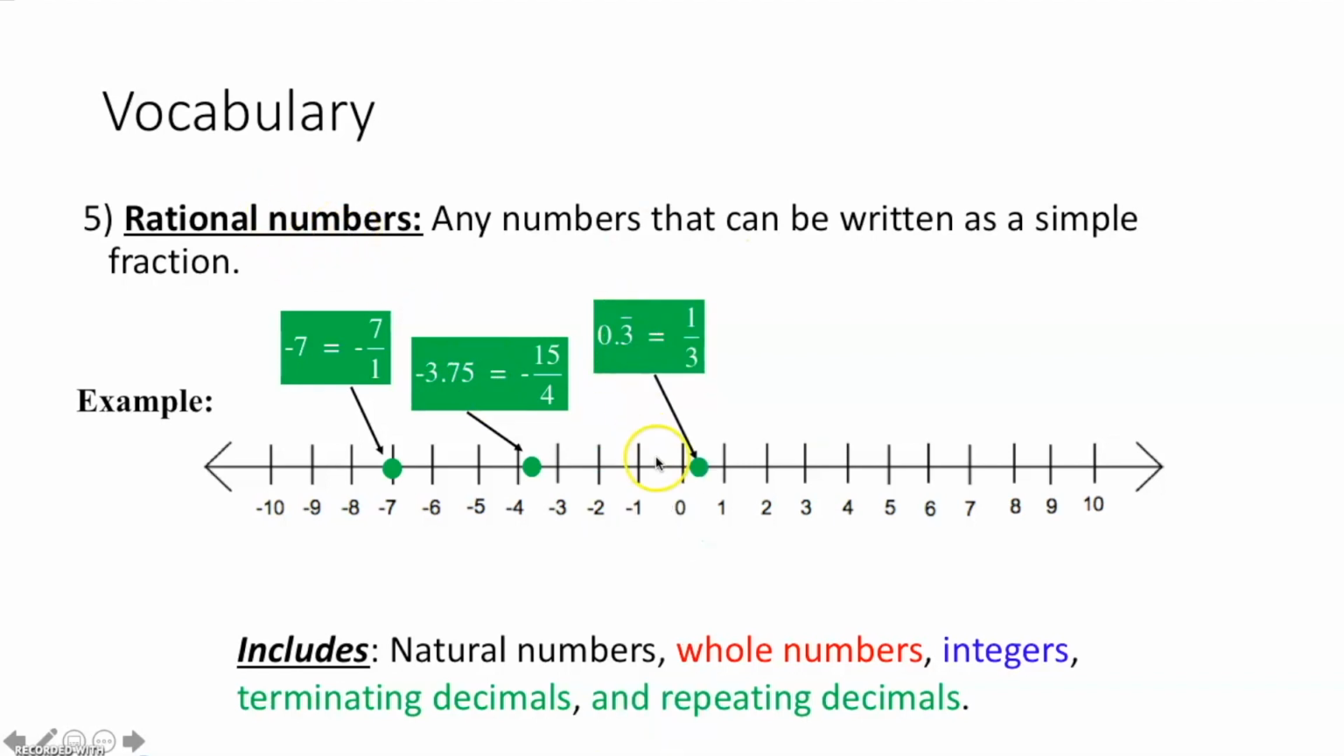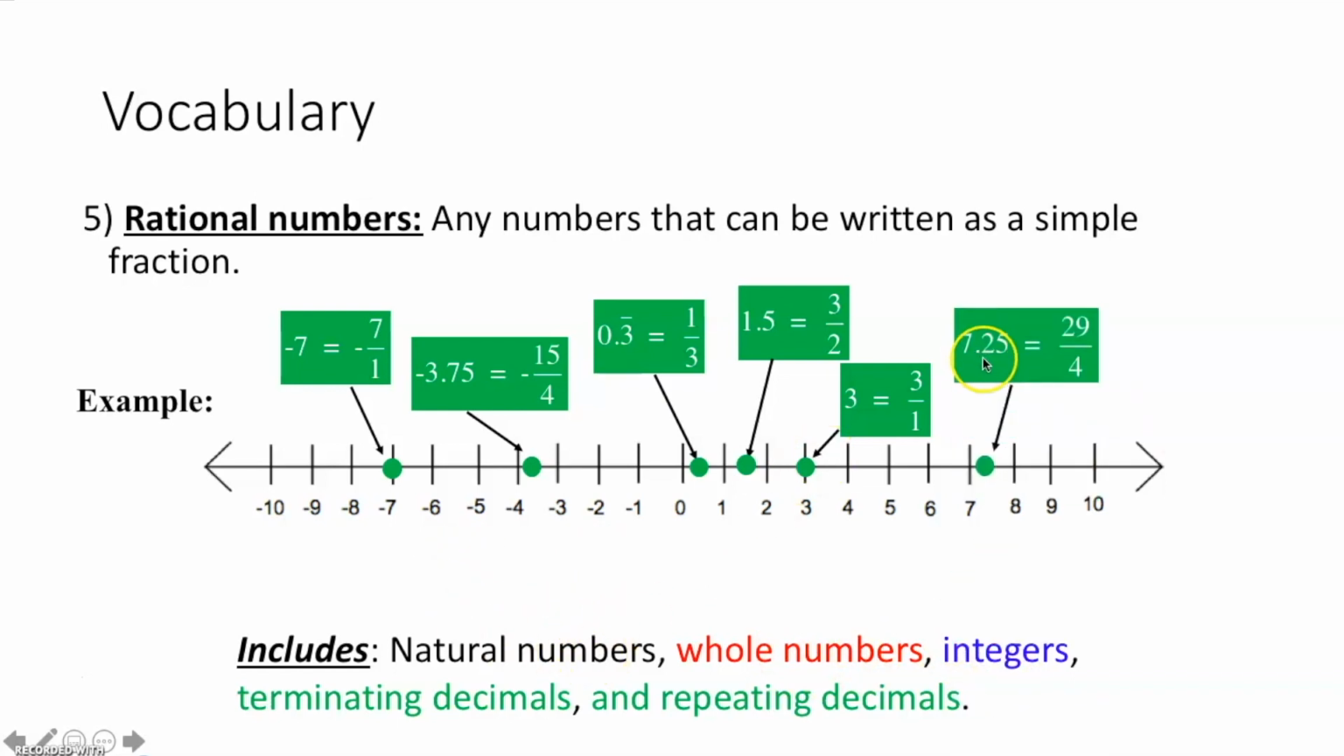0.3 repeating. Again, it's a repeating decimal, meaning that it can be written as a fraction, 1/3. So it is a rational number. 1.5, that would be 3/2. Again, can be written as a fraction, therefore it is a rational number. 3, again, is 3/1. That is also a whole number and an integer and a natural number. And then lastly, we have 7.25, which can be written as the fraction 29/4. Again, it's a terminating decimal, so you know it's a rational number.